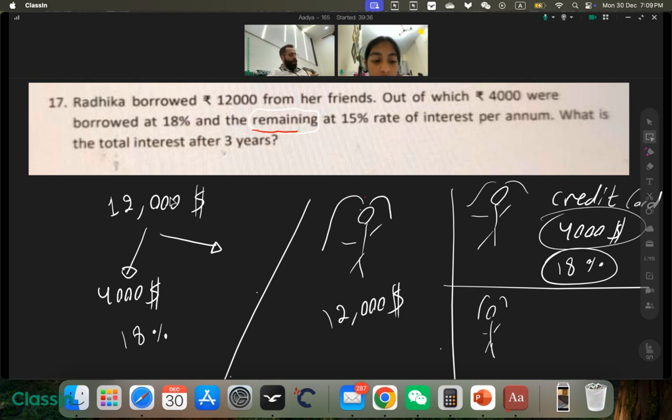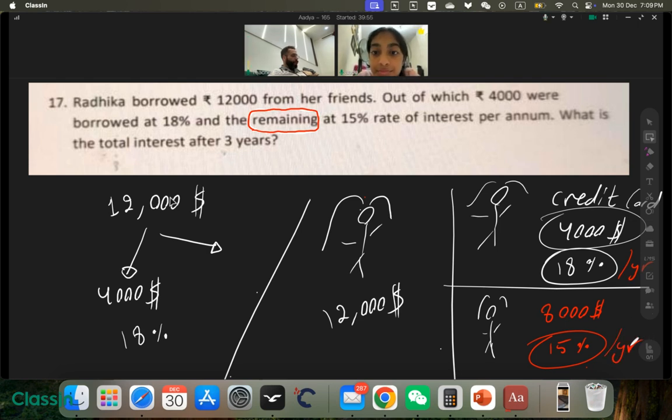How much is remaining from the 12,000? Basically, 8,000. So this is $8,000 at what rate? 15%, right? 15% is per year. So it's very easy. They gave you per year.